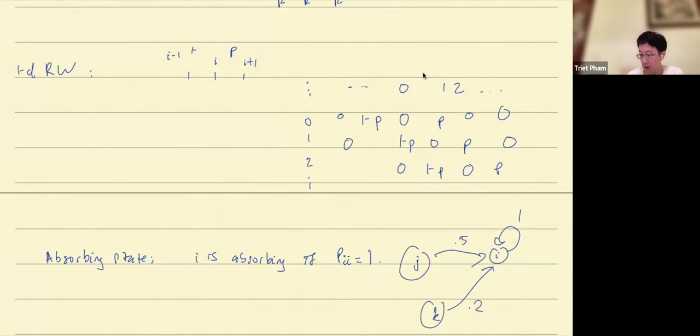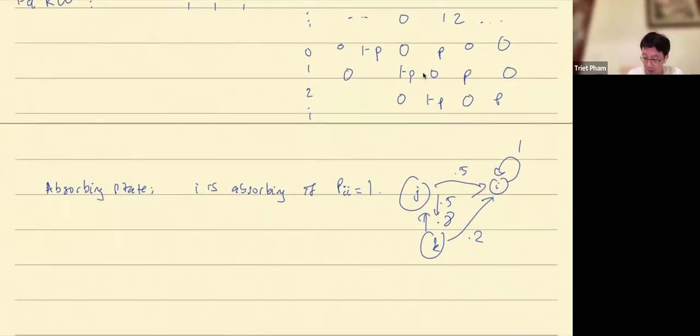A state i is absorbing if P_ii equals 1. All right, so there you go. A state is absorbing if you cannot escape from it. Once you're there, you stay there. In terms of a little graph, i goes back to i with probability 1. Of course, you can move to i from some other states. But the point is, the moment you move to i, you will stay there.